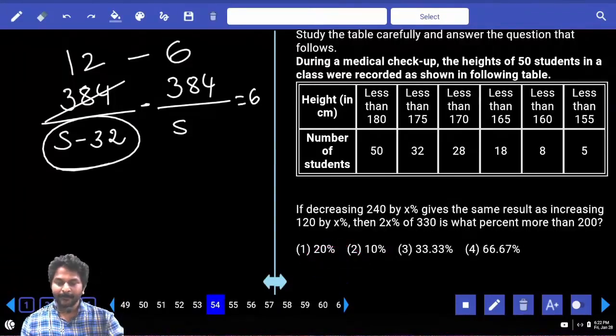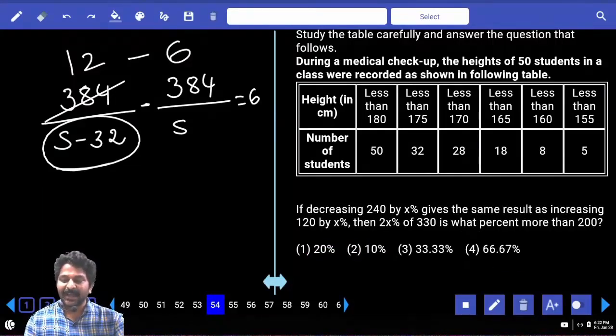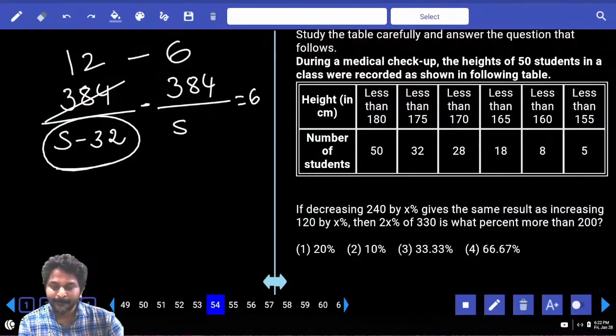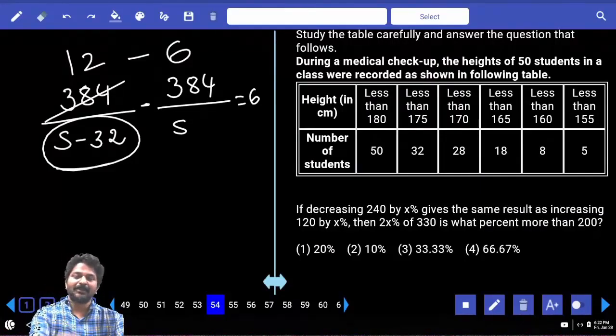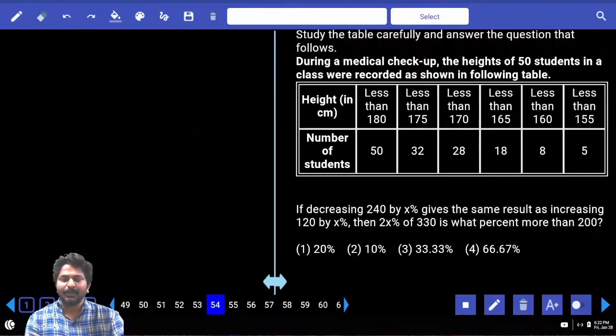Next. If decreasing 240 by x% gives the same result as increasing 120 by x%, both are the same numbers. One value is decreasing, the other value is increasing. Then 2x% of 330 is what percent more than 200, right? If you use an equation, it takes a lot of time.